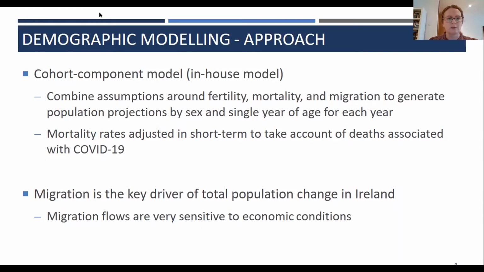And just an important point to note, even though these flows are quite difficult to project, migration predominantly affects the 15 to 44-year-old age group. So it has a limited impact on older age cohorts over the projection horizon, which is important to bear in mind when we're looking at healthcare demand.